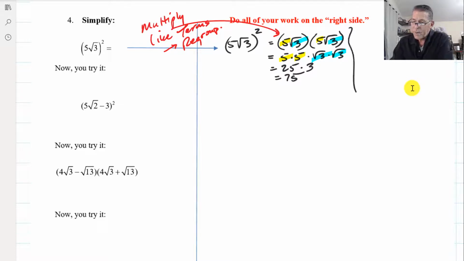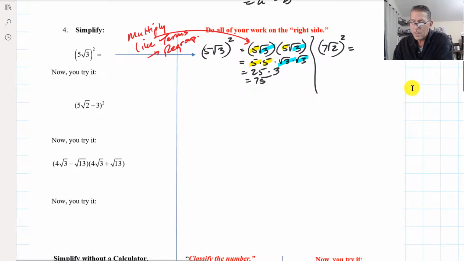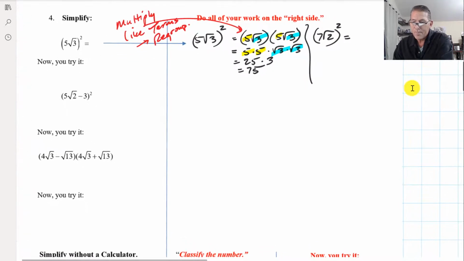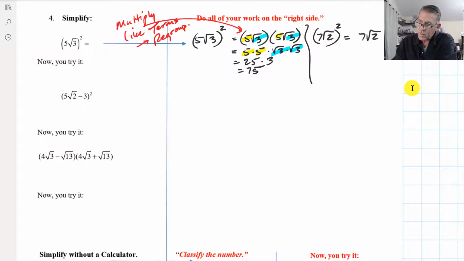Now you try it. So now take 7 root 2 and now square it. Pause the video, go. All right, let's check it out. So 7 rad 2 times 7 rad 2 is equal to 7 times 7 times rad 2 times rad 2. And that gives you 49 times 2, or 98.